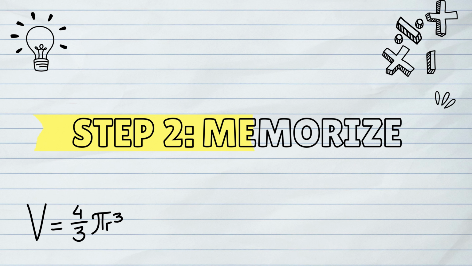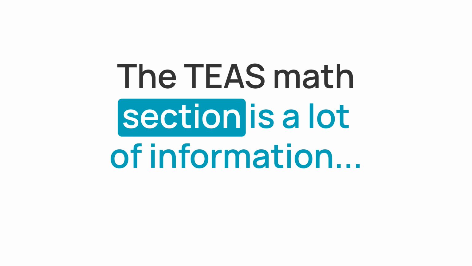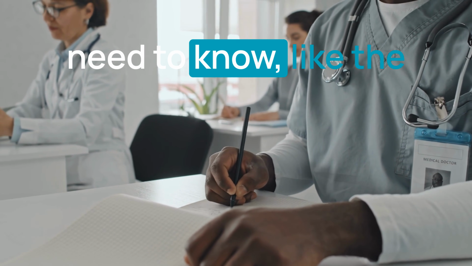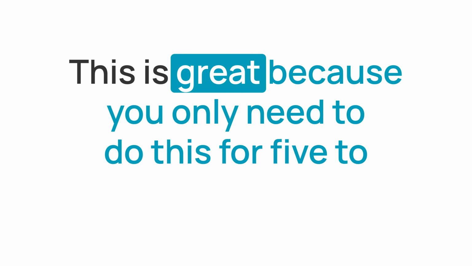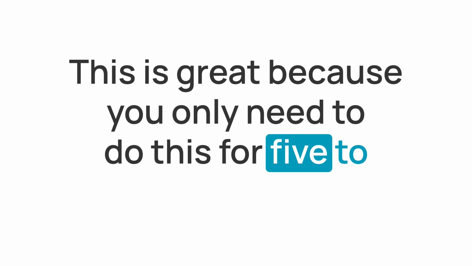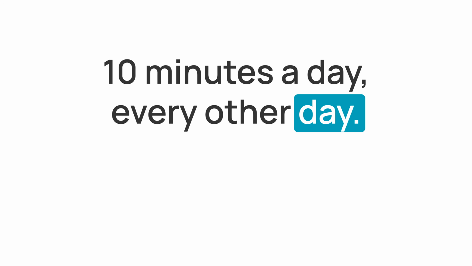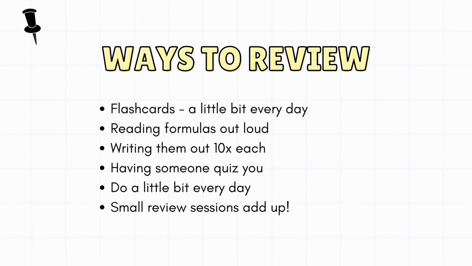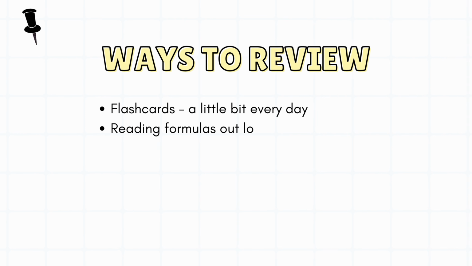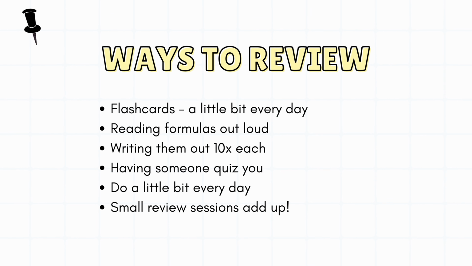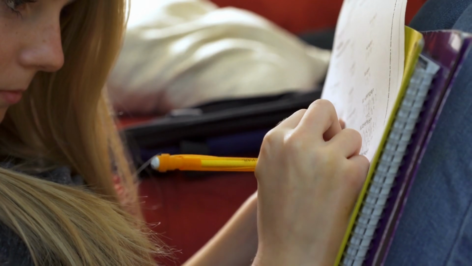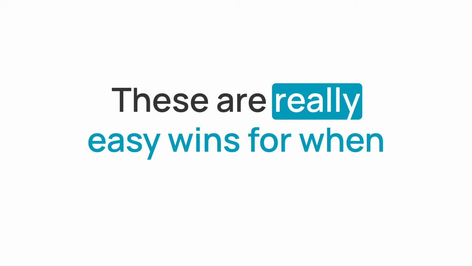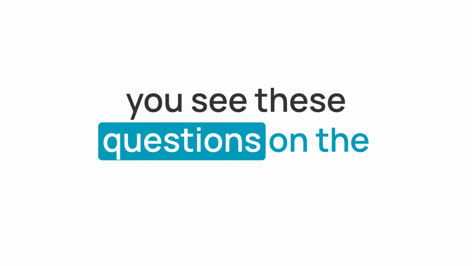The second step is to start memorizing. The TEAS math section is a lot of information, and there are certain formulas that you just need to know like the back of your hand. This is great because you only need to do this for 5 to 10 minutes a day, every other day. It will build up if you do it consistently. You can start with flashcards, reading formulas out loud, maybe writing them out 10 times each, or having your child or your partner quiz you. This will help you build practice and repetition, because you need to build speed and recall, and these are really easy wins for when you see these questions on the TEAS math section.